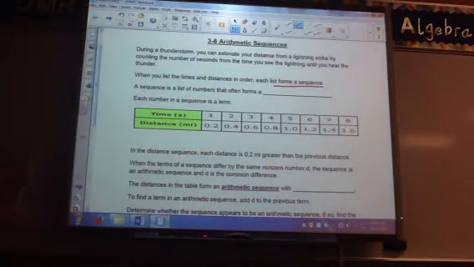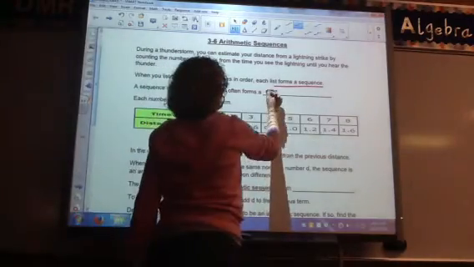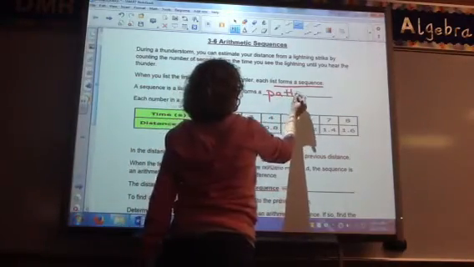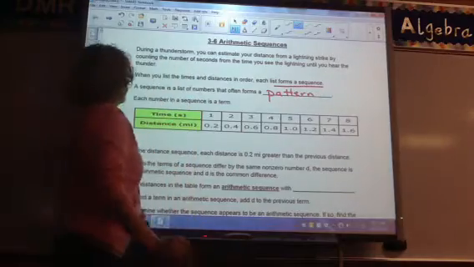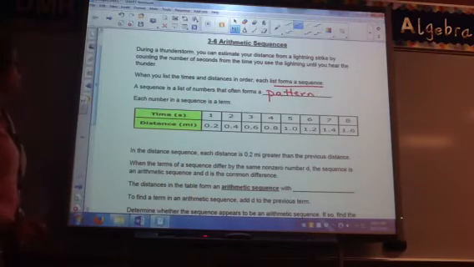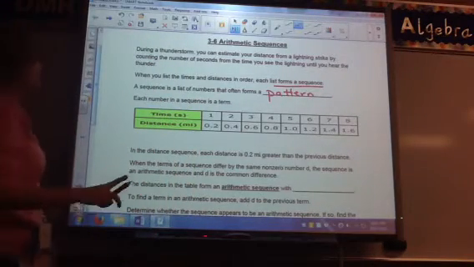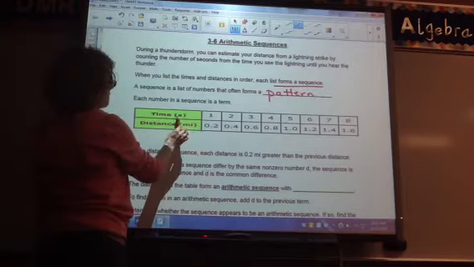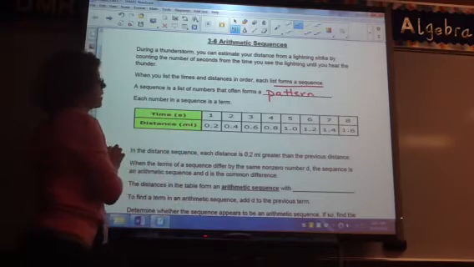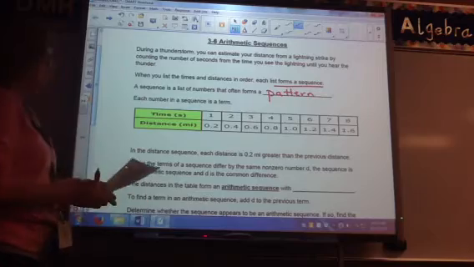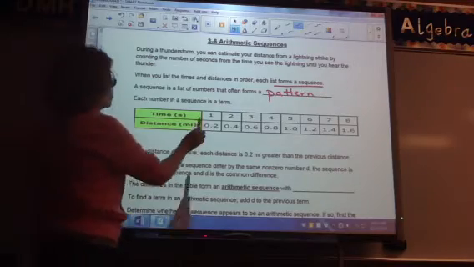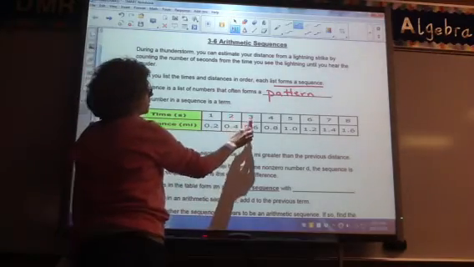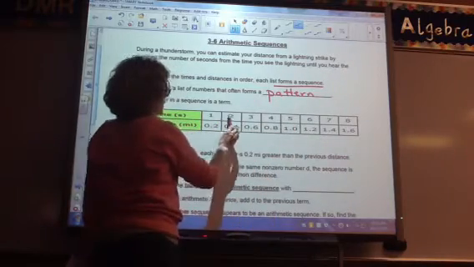A sequence is a list of numbers that often forms a pattern. Each number in a sequence is a term. So you have your time and you have the distance when the lightning strikes. We're going to try to look for a pattern here. At 1 second, it goes up 1 second each time. 1 second, 2, 3.